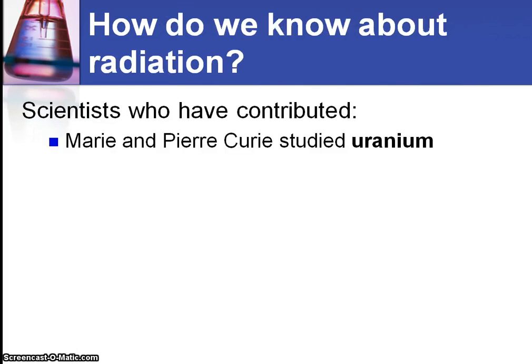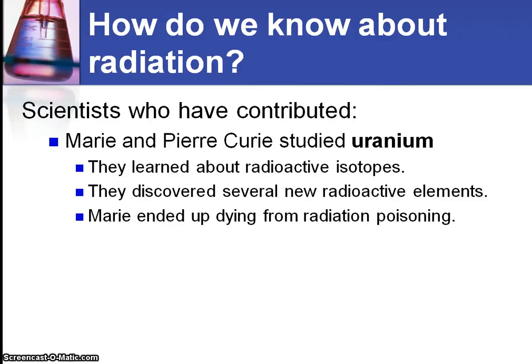And the last thing are just some scientists that you need to be familiar with. Marie and Pierre Curie are famous for studying uranium. And they discovered all kinds of information about radioactive elements and radioactive isotopes, but the problem is they were exposed to a lot of radiation because of it, and Marie actually ended up dying from radiation poisoning.